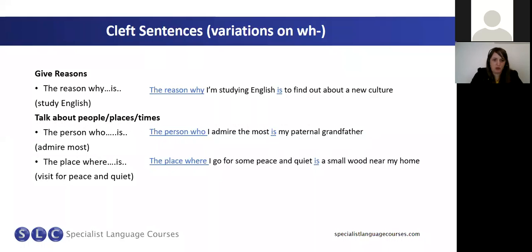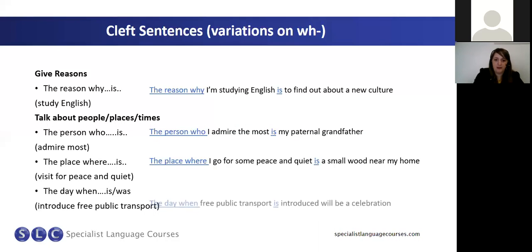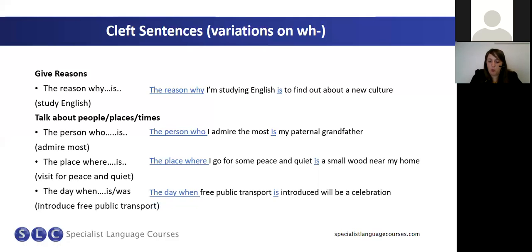And you can also use it to talk about different times. So we have the day when, and then you can follow this by is or was. And the example that we've got is introduce free public transport. So we're going to use this in the future. The day when free public transport is introduced will be a celebration. So notice that we've got a passive, is introduced, followed by will be. So you can use is in different tenses to express your ideas.